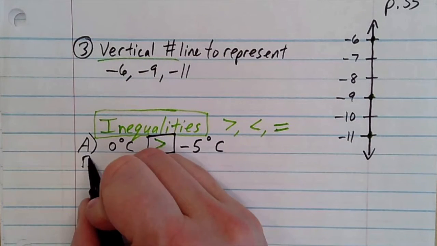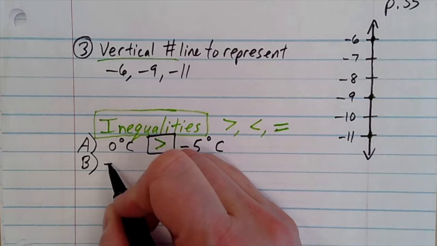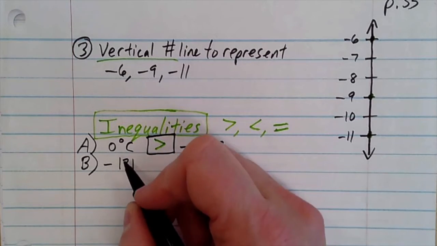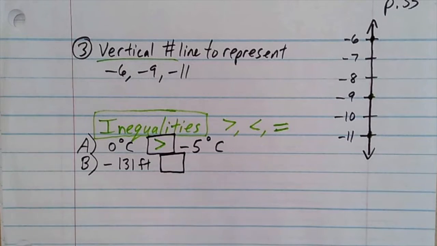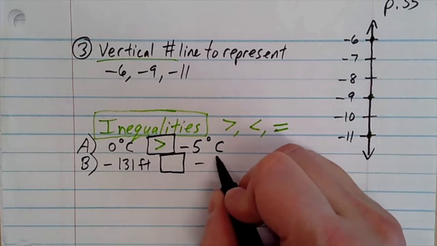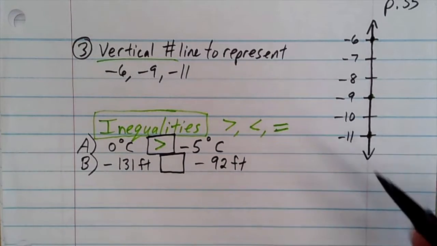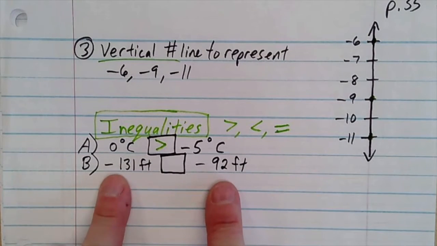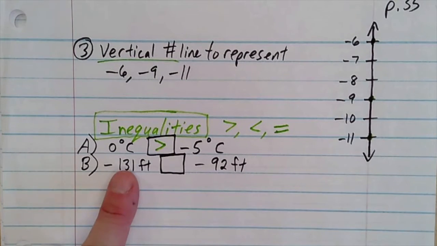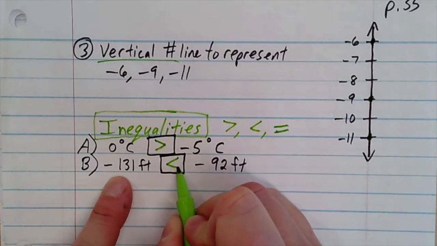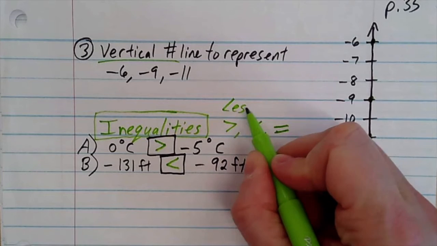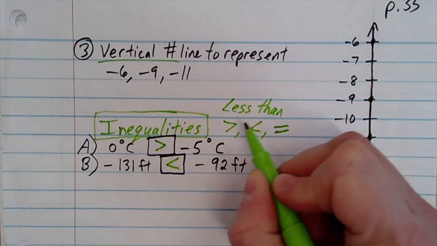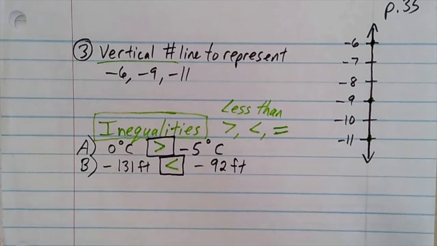Part B says -131 feet compared to, put this box here, -92 feet. So you're comparing 2 negative numbers. This one's further in the negative, so it's actually less than this. If I were to draw a number line, it's going to be further to the left, so it's less than. Remember I talked about less than, sloppy L, kind of looks like that. You have to know the difference between these signs.